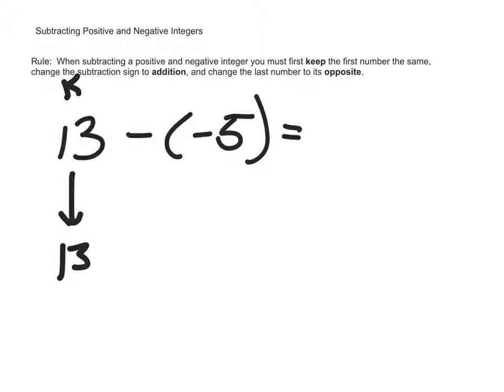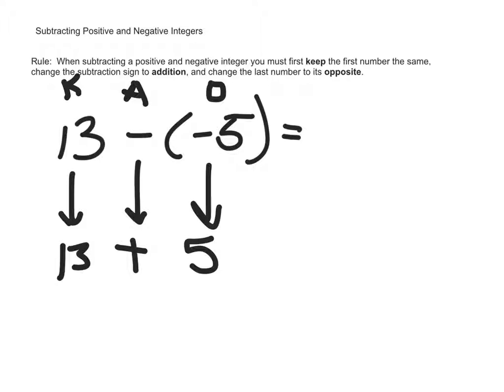The second step is to change the subtraction sign to addition. So I'm going to put an A here, bring this down, and it is now addition. So the subtraction sign is changed to addition. And then the last part is to change the last number to its opposite. So I'm going to put an O up here for opposite. And the opposite of negative 5 is positive 5. So now I'm left with 13 plus 5. Basic addition, 13 plus 5 equals 18.